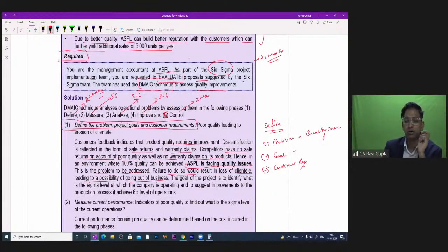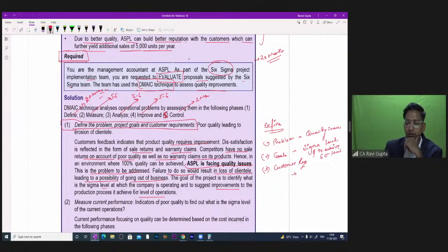What should be the goal? The goal should be to identify the Six Sigma level. So the goal of the project is to identify the Sigma level at which the company is operating and to suggest improvements to the production process to achieve the Six Sigma level of operation.